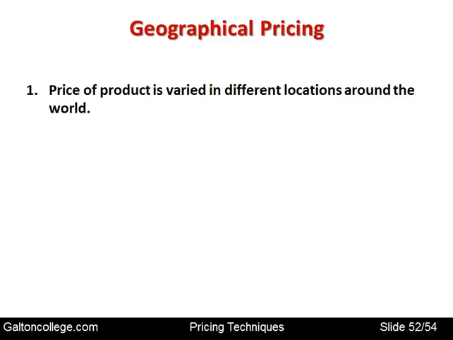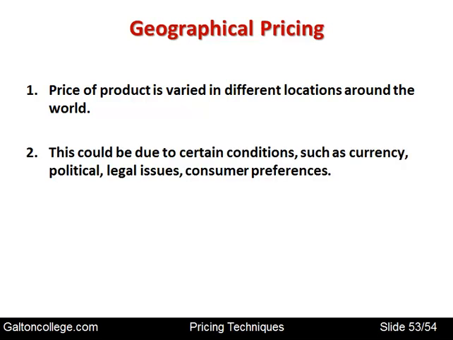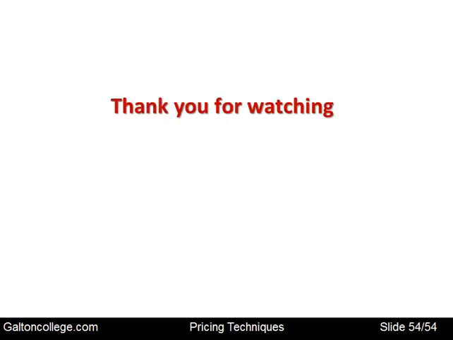There's also geographical pricing. The price of a product varies in different locations around the world. Of course, this could be due to currency problems or exchange rates or legal issues, customer preferences. It could be political, where some countries want to promote certain products and some countries want to deter consumption of certain products. But we have got different prices around the world for many products, and travellers between countries sometimes benefit from this.